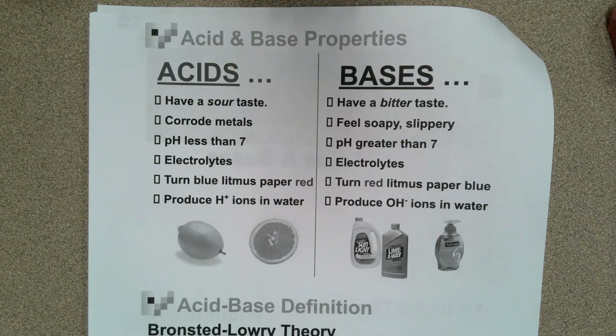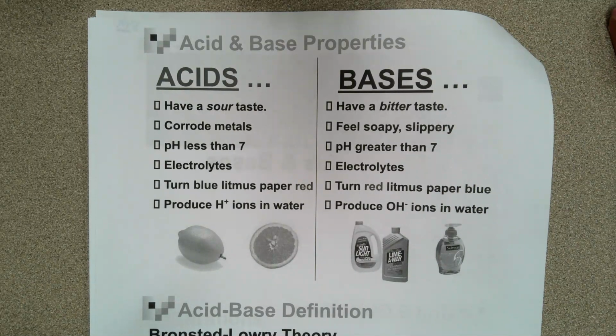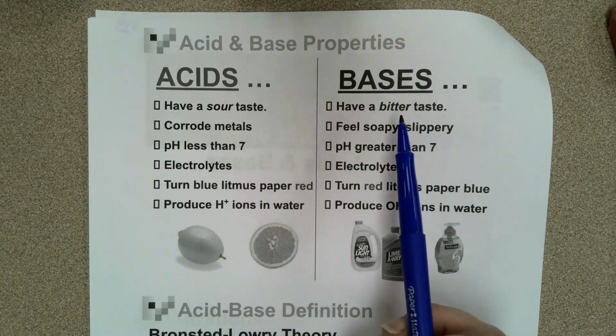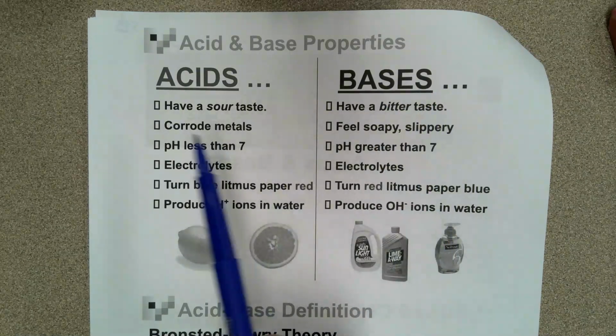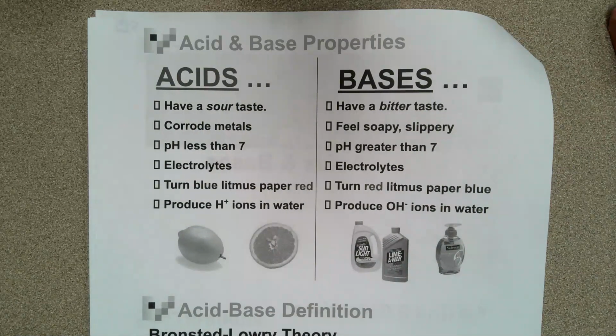Okay, so Unit 9, we are starting acids and bases. So here are just some general properties, the difference between acids and bases. Acids have a sour taste, whereas bases have a more bitter taste. You can think of cabbage as very bitter, and a lot of herbs are very bitter. With sour, think about citrus, like lemons, etc.